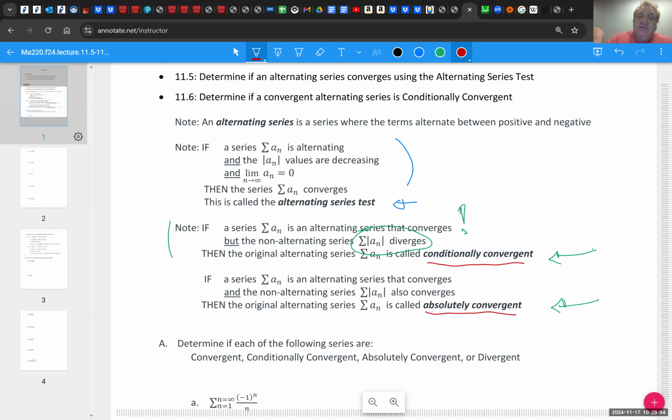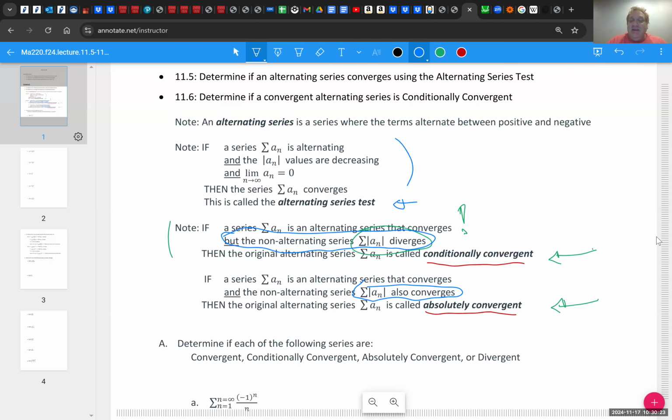So I'll just emphasize this. The non-alternating series diverges. If you get rid of the alternating part and just have them all positive, so if you start with a converging alternating series and you get rid of the negatives and now it diverges, we call that conditionally convergent. However, if you make them all positive and it still converges, we call that absolutely convergent. Perhaps some examples will clarify that some more.